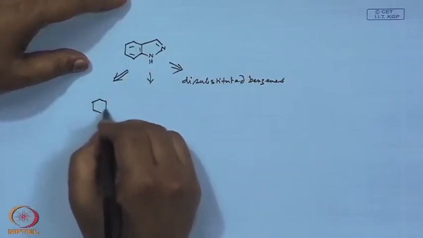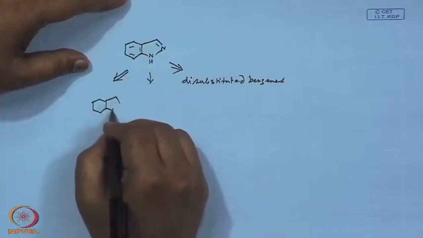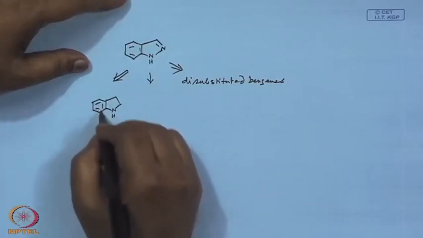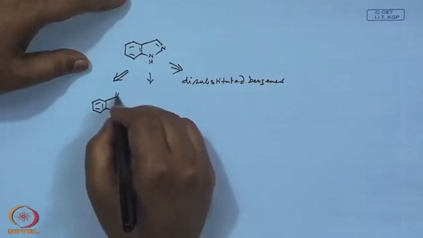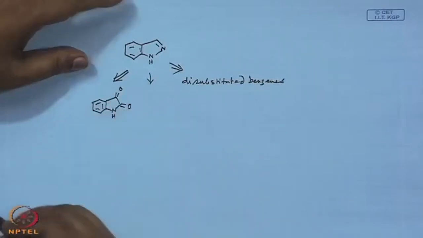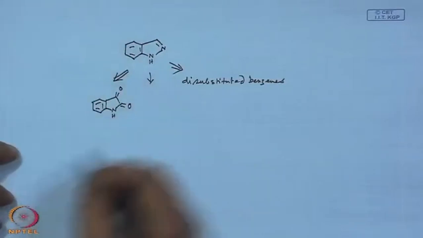One of these ways is to start from isatin. I think all of us know now, isatin is an indole kind of nucleus with 2 keto groups, one amide and this thing. You can start from there.